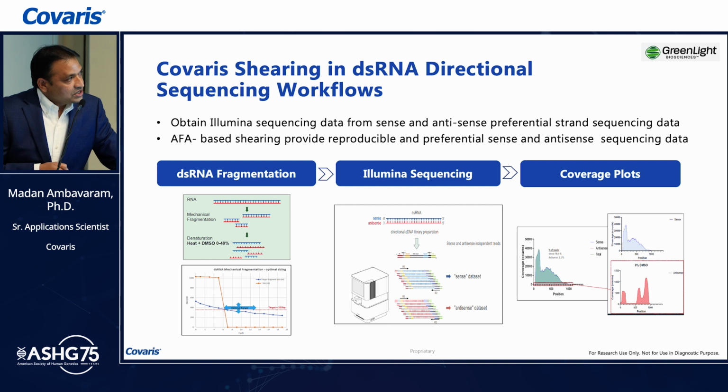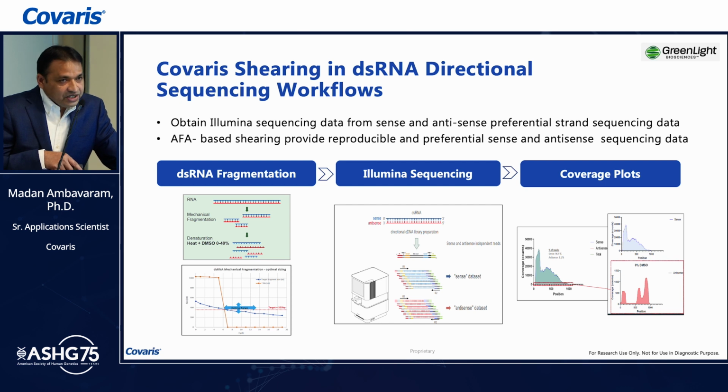The customer from Greenlight Biosciences also used Covaris for their double-stranded RNA fragmentation. Their objective is, for Illumina sequencing, to find the sense and antisense, the preferential strand sequencing data. Here you can see the plot. The alternative way of fragmentation is DNase. They have to find the different concentration, which is really challenging, as this plot clearly shows.